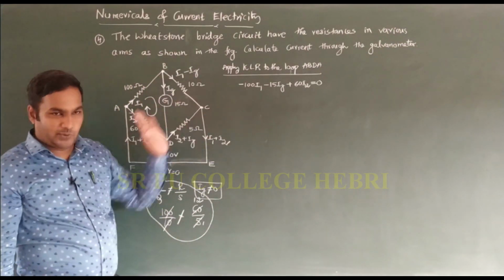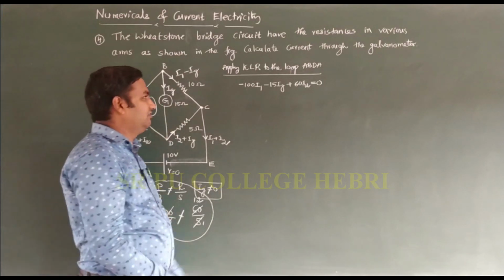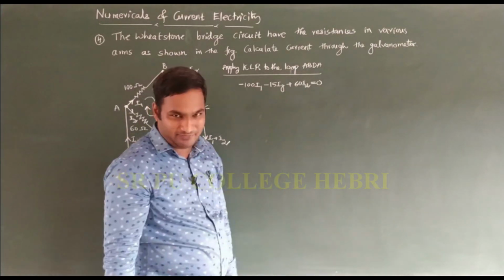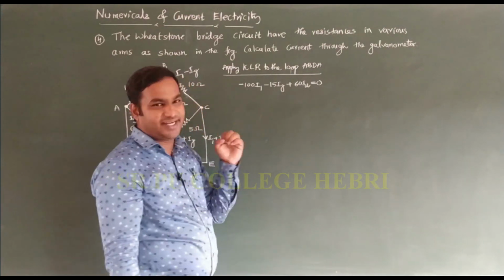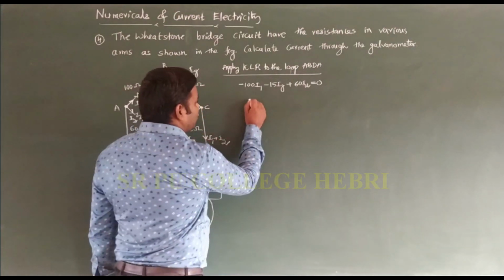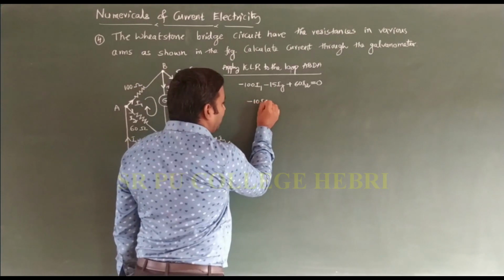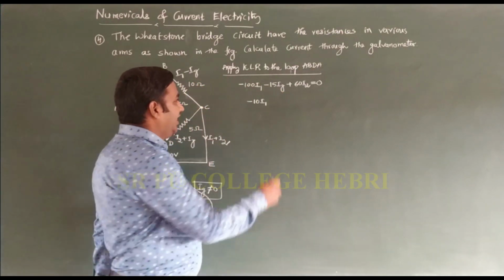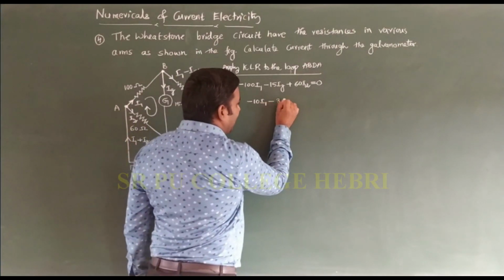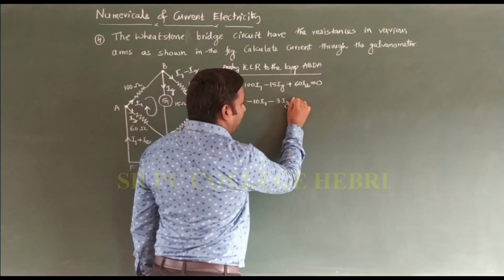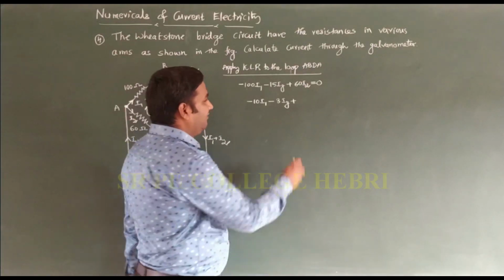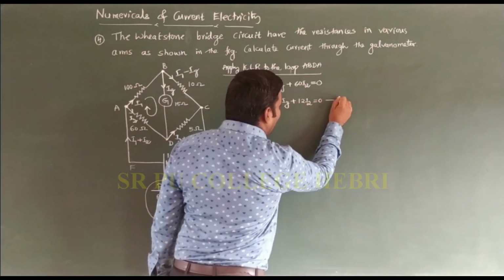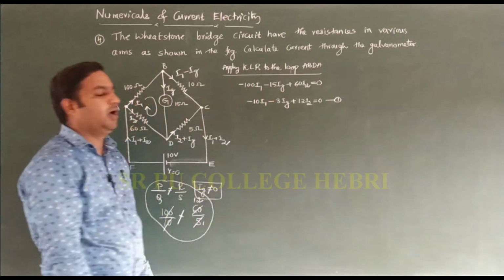And I got this equation. Simplify further. Here all the terms are divisible by 5, and again you can easily get the answer. Here it becomes minus 10 I1 minus 3 IG, plus 12 I2 is equal to 0. I call this equation number 1, by considering loop ABDA.